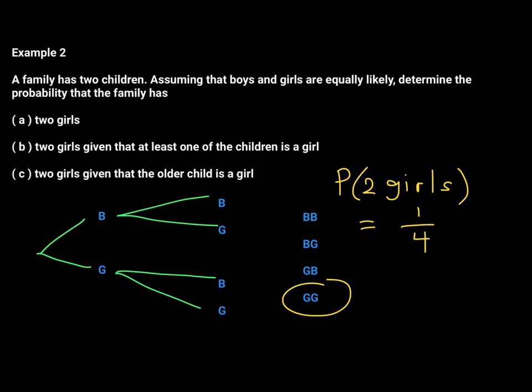Now, let's go to conditional probability. Part B: what's the probability that the family has 2 girls given that at least one of the children is a girl? We are given that at least one of the children is a girl. Therefore, for this example, the sample space is, let me erase what I've circled here. Let me erase the answer for part A. I hope you all have that.